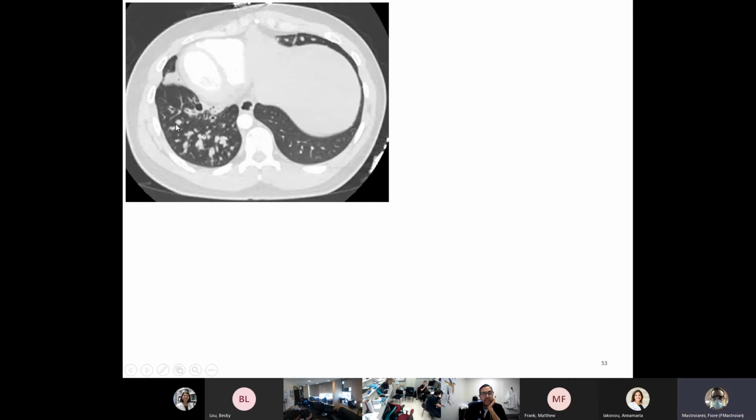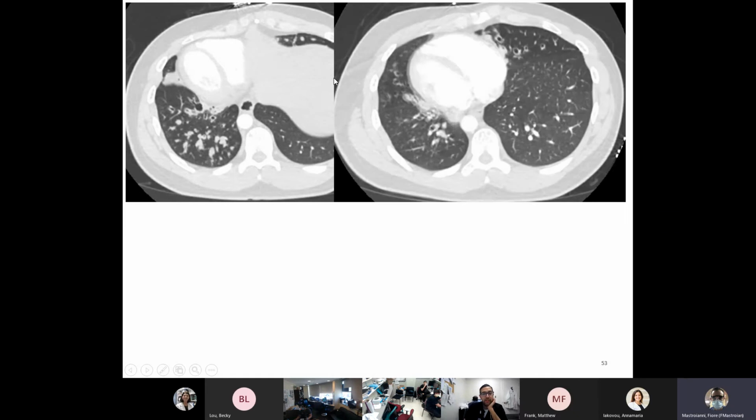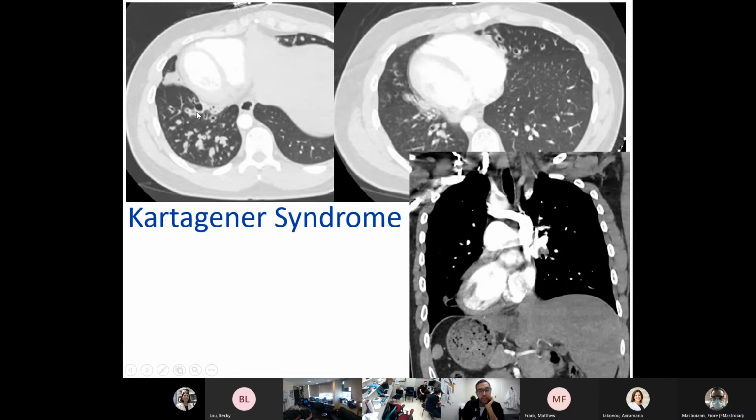And on CAT scan, here are several images. You can see the heart, the dextrocardia. You could see the liver on the left. You could see the bronchiectasis here in the lingula. And you could see bronchiectasis with mucus plugging and these branching opacities here in the right lower lobe. And this, like we said, is Kartagener syndrome, which is primary ciliary dyskinesia with situs inversus.